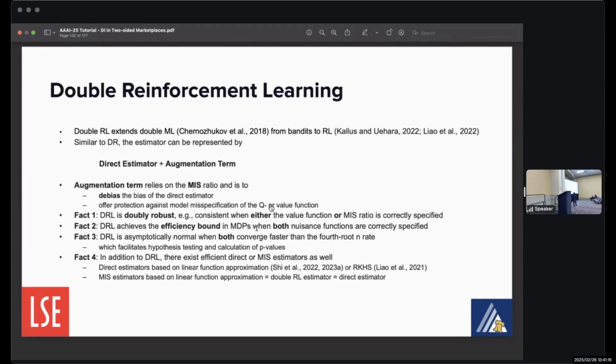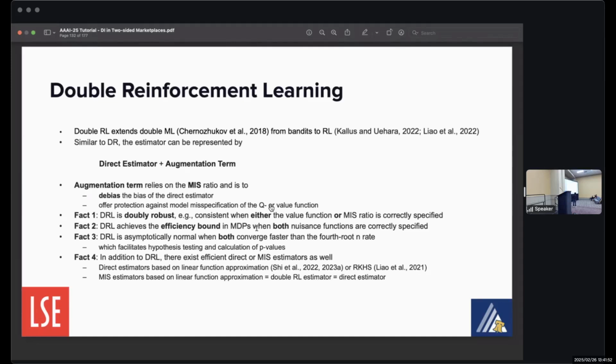And finally, I just want to highlight that in addition to this double reinforcement learning estimator, there exist efficient direct and MIS estimators as well. So not only can double RL achieve the efficiency bound, but the direct estimator and the marginalized importance sampling estimator can achieve the efficiency bound as well. In particular, if we use linear function approximation or kernel-based methods to derive the direct estimator, then the resulting estimator is efficient. It can achieve the efficiency bound.